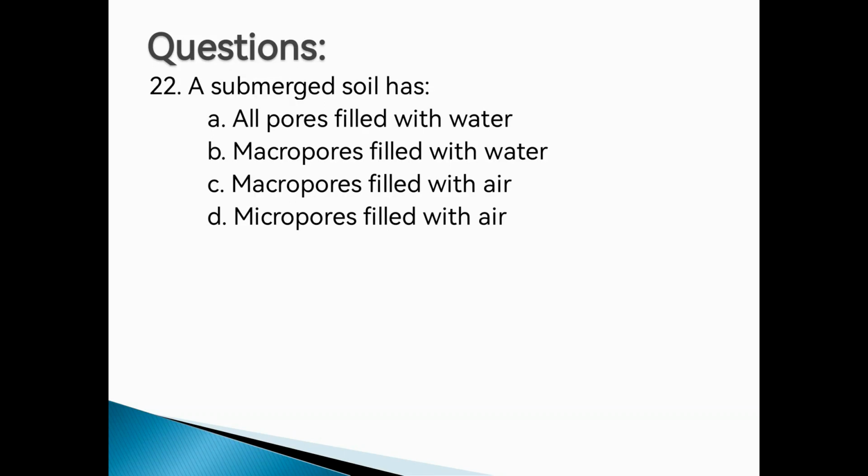Number 22. A submerged soil has: A. All pores filled with water. B. Macropores filled with water. C. Macropores filled with air. D. Micropores filled with air. The correct answer is A. All pores filled with water.